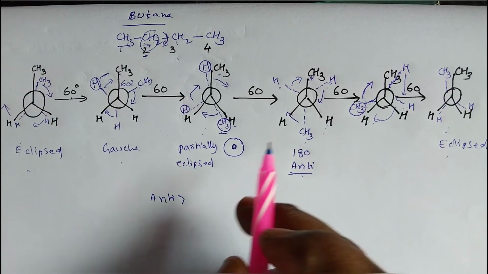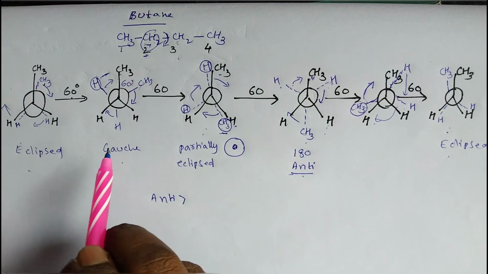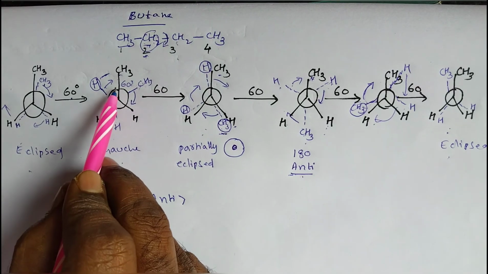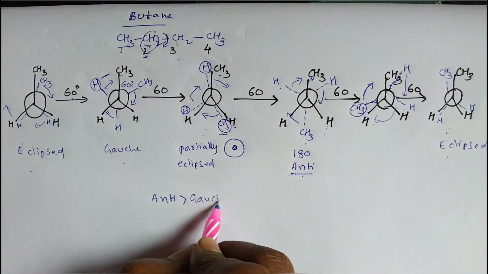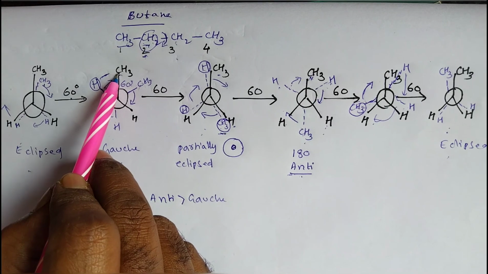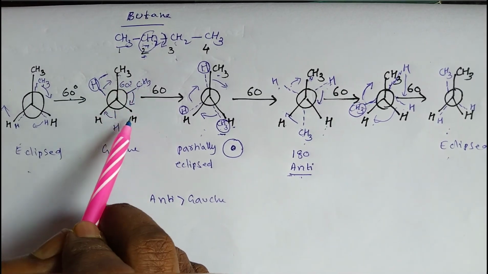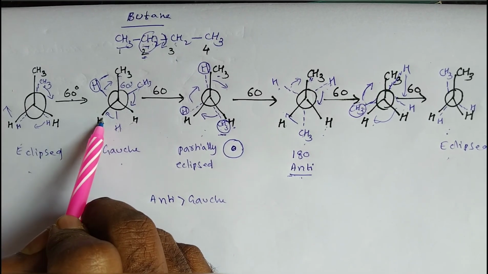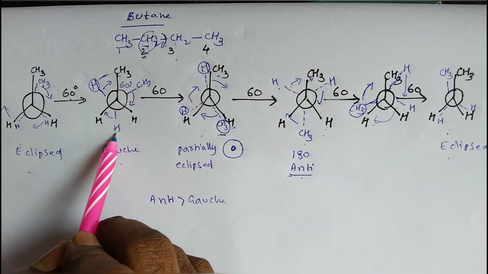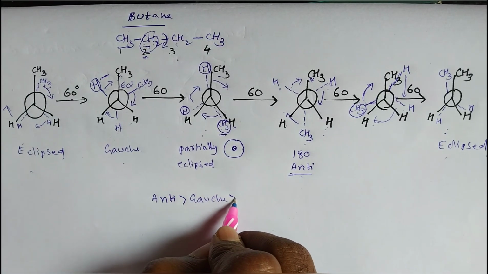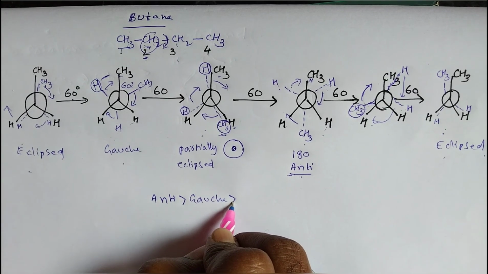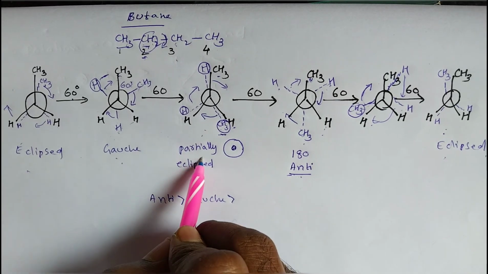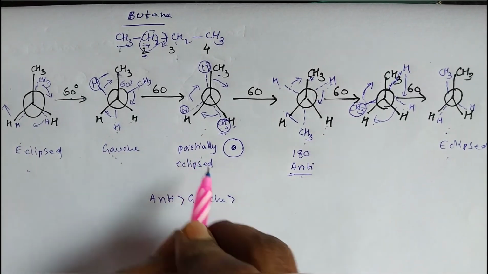Okay, next stable compound is gauche. After anti, gauche is more stable, because here if you observe this methyl group, the distance is increased by 60 degrees. So between this hydrogen atom, distance increases, and this hydrogen, distance increases. As distance increases, repulsions decrease. So next is gauche. After gauche, it is followed by partially eclipsed. Compared to gauche and partially eclipsed, gauche is more stable than partially eclipsed.